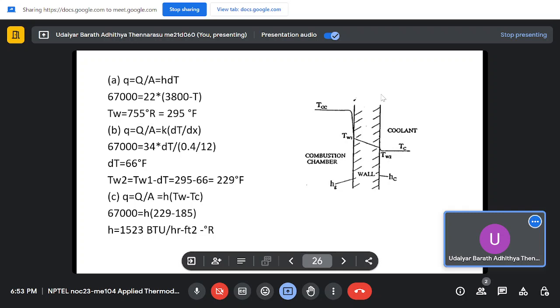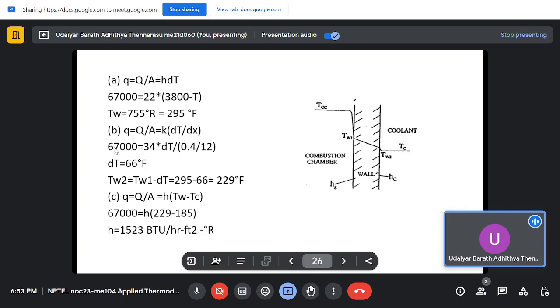The other way around is, you can draw a resistance network. We can take these two resistances, conduction and convection, and using the gas temperature we can find out the outer wall temperature also. There too the heat flux will remain the same. So for simplification we will just take the cylinder.